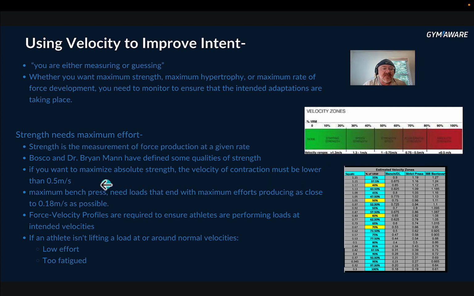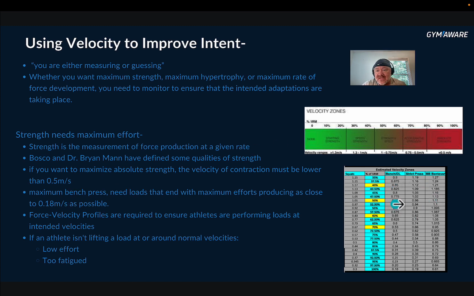If you want to maximize absolute strength, the velocity of contraction has got to be below 0.5 meters per second, and it's going to be 80% or higher of your 1RM. If you want a maximum bench press, then the velocity is even lower, as close to 0.18 as possible, because that is the velocity at which the greatest powerlifters in the world hit their 1RM bench presses. So you need to know.